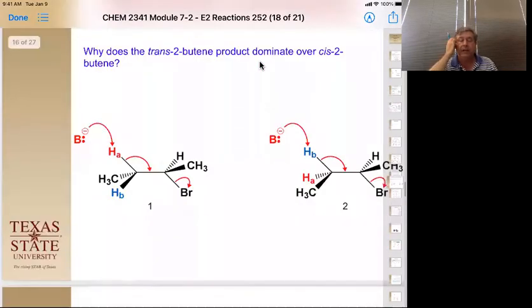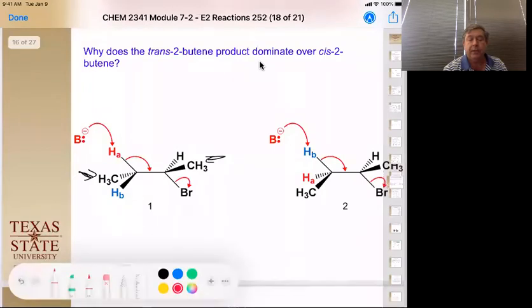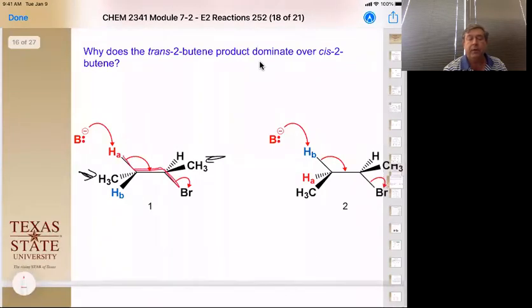So let's predict our transitions that we have to make our trans-butene over our cis-butene. Because we have free rotation around that bond, in the case of making our trans alkene, we're going to start with our methyl groups opposite each other. And notice we still have our hydrogen 180 degrees apart from our bromine here.